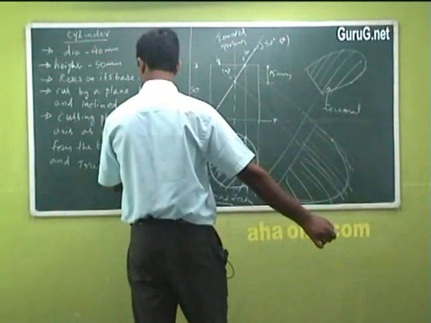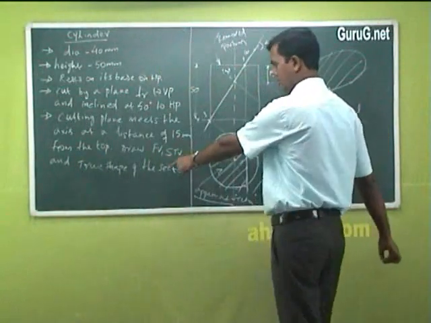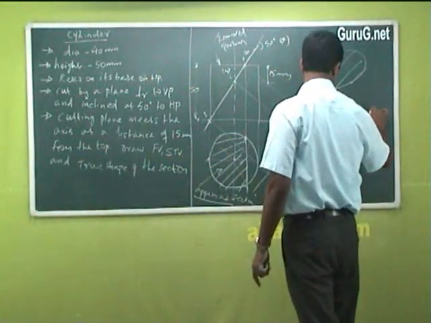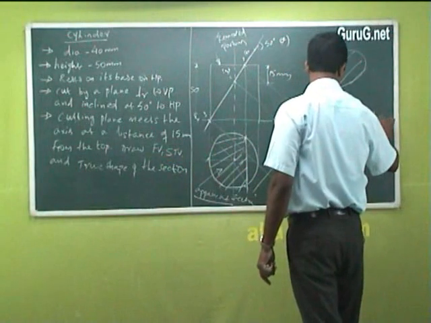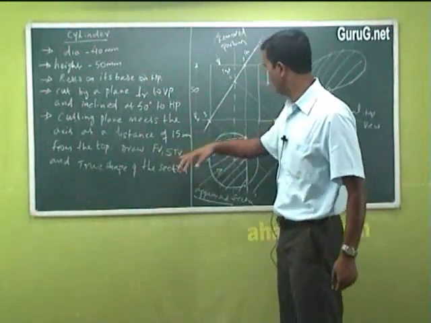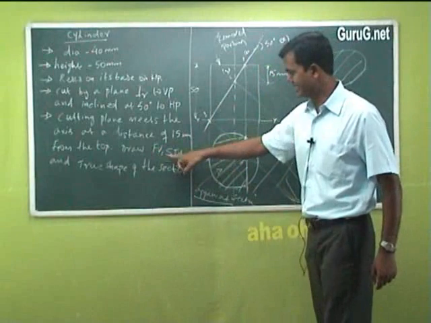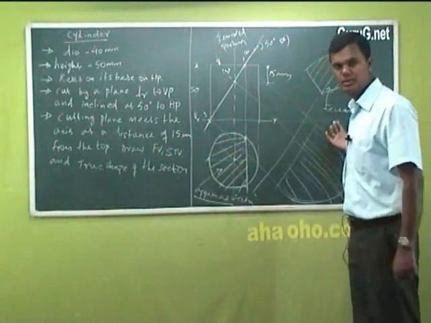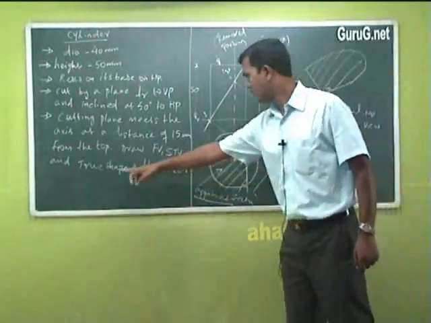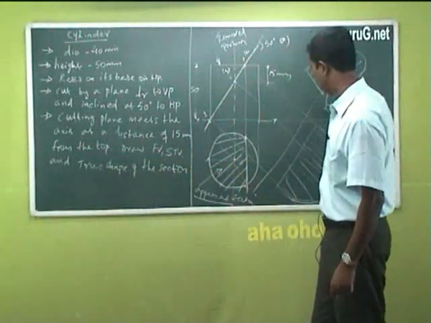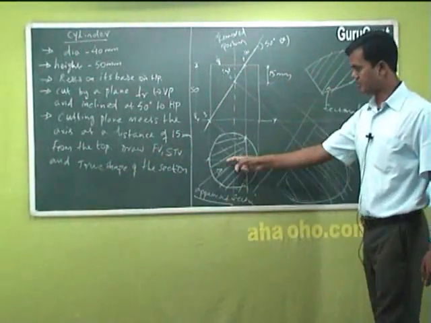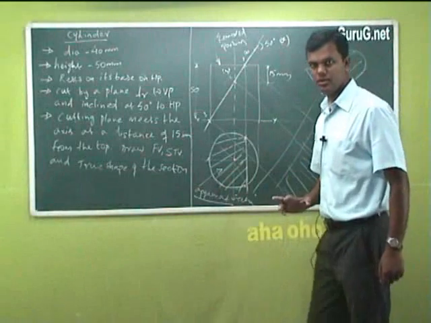What is the true shape of the section? Sectional top view and true shape of the section. See, it says front view. Is this a front view? Sectional top view: you bring it down. This is the sectional top view, and the true shape of the section is this. You have the true shape, and this is the apparent section.